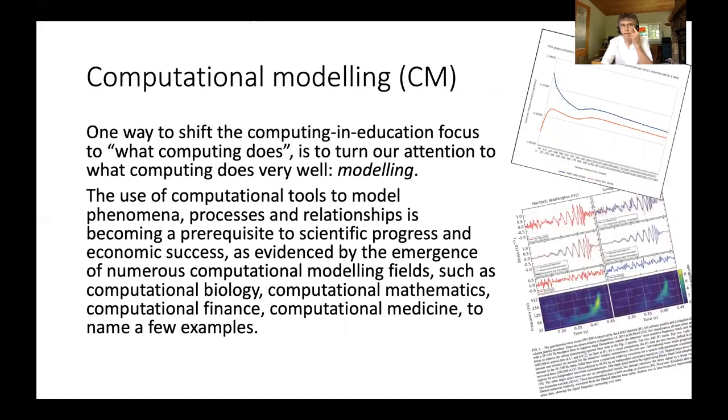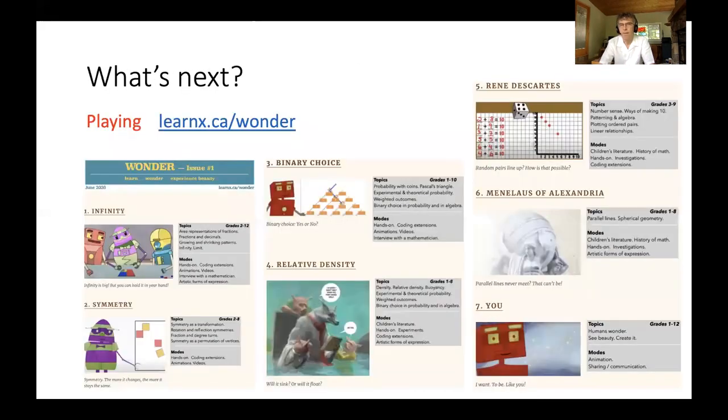Computational modeling, on the other hand, is a way to shift the computing and education focus to what computing does, turning our attention to what computing does very well, which is modeling. If you look at the world around us, the use of computational tools to model phenomena, processes, and relationships is becoming a prerequisite to scientific progress and economic success, as evidenced by the emergence of numerous computational modeling fields, such as computational biology, computational mathematics, computational finance, computational medicine, computational chemistry, and so on.